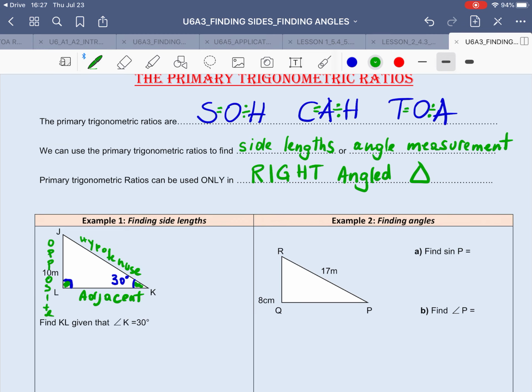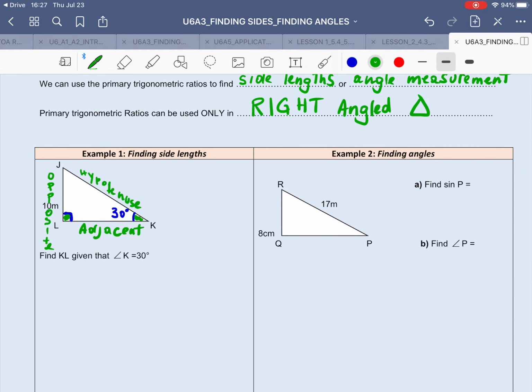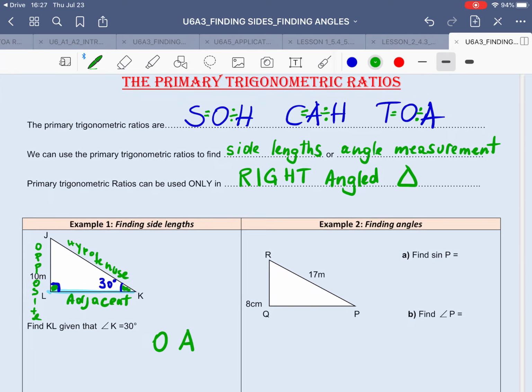And having everything labeled, now we have to think, what are we trying to find? We need to find KL. So our unknown here would be this side length here. So if we are trying to find this side length, we must think, what side length can we use to find KL? Well, we have to use the side that we're given, which is located opposite to angle 30. So we're going to say, we need to find out the adjacent, and we need to use the opposite for it because that's what we have. So that's all I need to write.